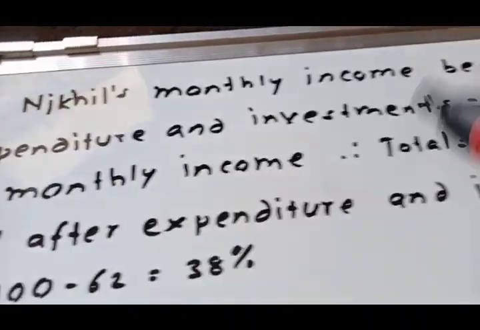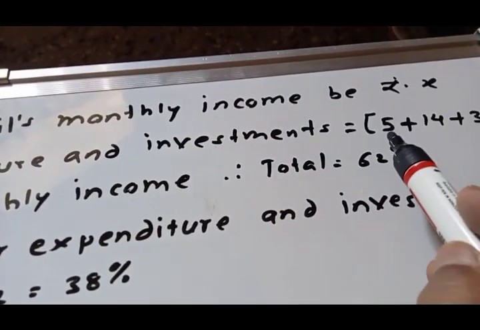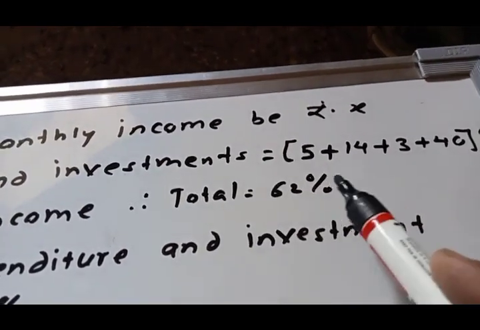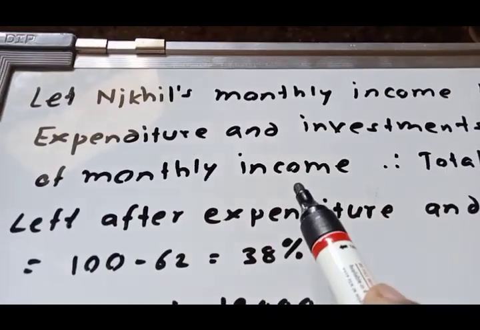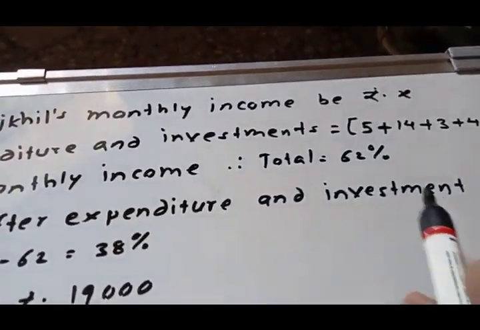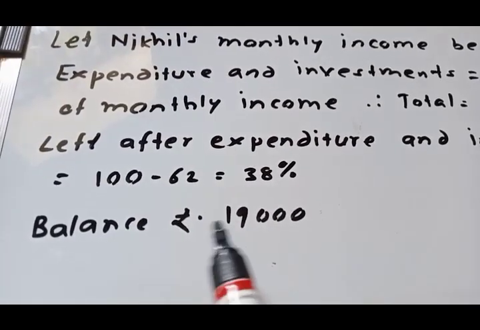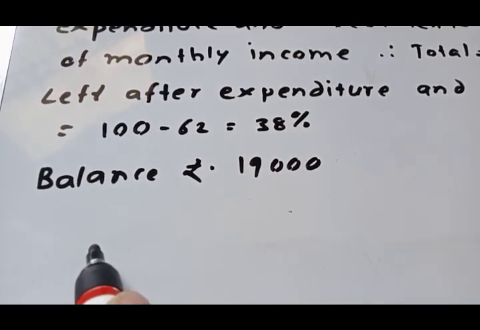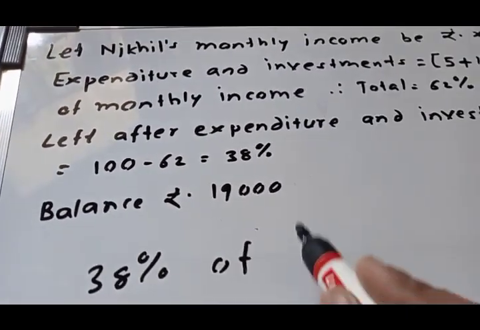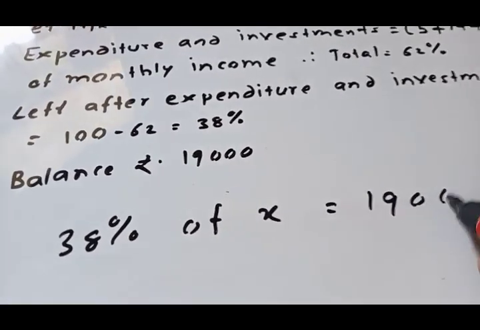Let Nikhil's monthly income be rupees X. Expenditure and investment: 5% plus 14% plus 3% plus 40% equals a total of 62% of monthly income. What is left after expenditure and investment is 100 minus 62, equal to 38%. The balance is rupees 19,000. So 38% of X equals the balance 19,000.